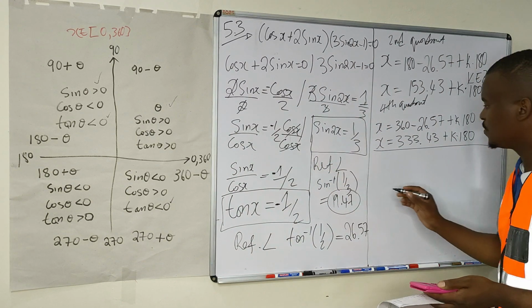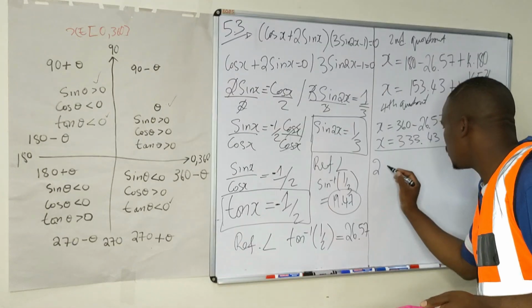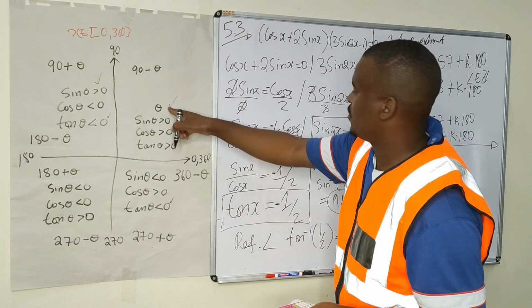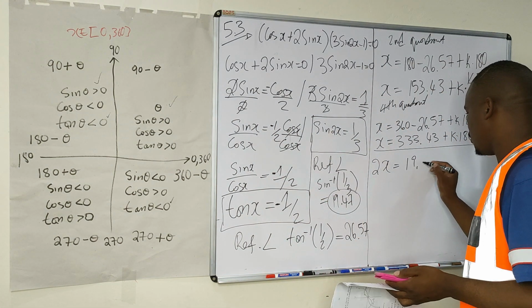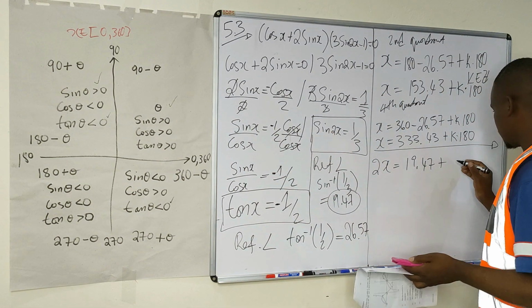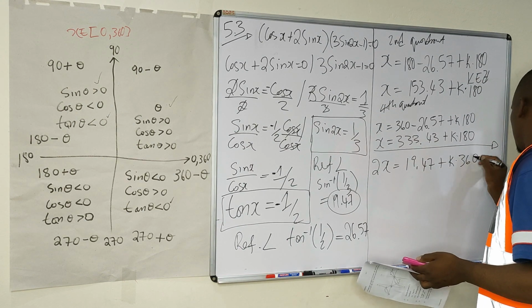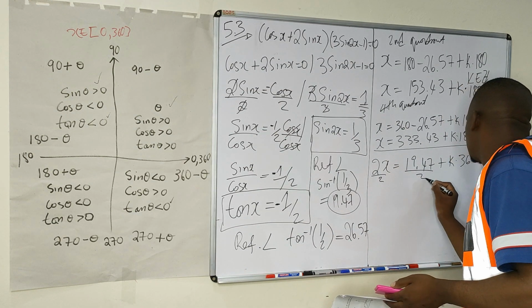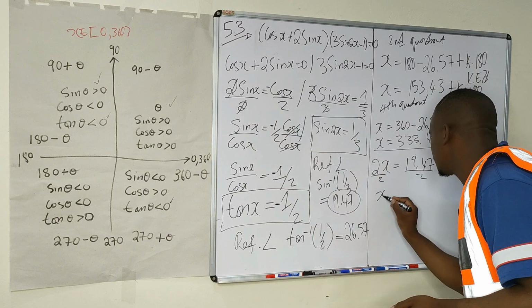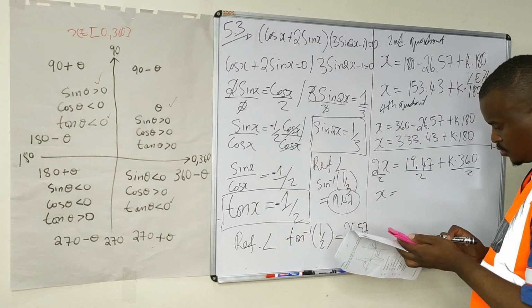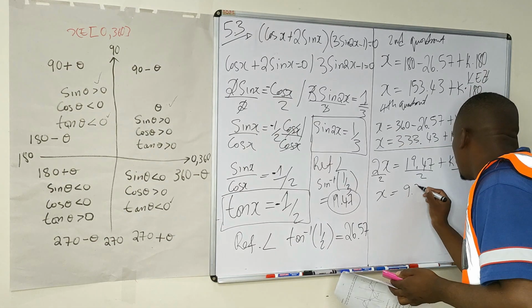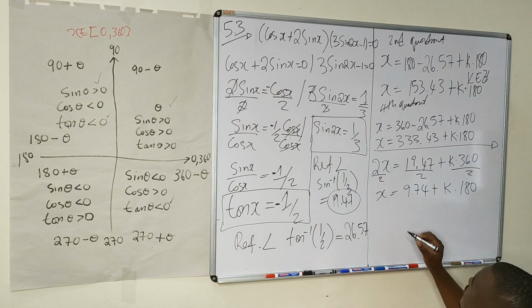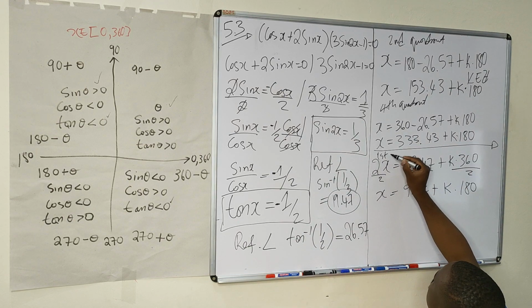So what does that mean? Which means now your x is equal to what? Theta, which is our reference angle, 19.47, plus k 360 for the period of sine. So divided by 2, divided by 2, divided by 2. So x is equal to this divided by 2, which is 9.74 plus k 180, right?